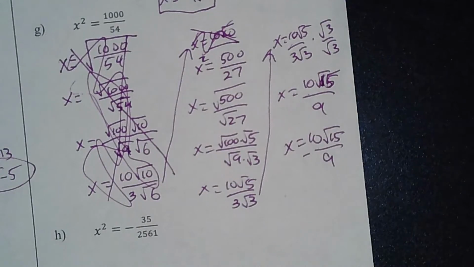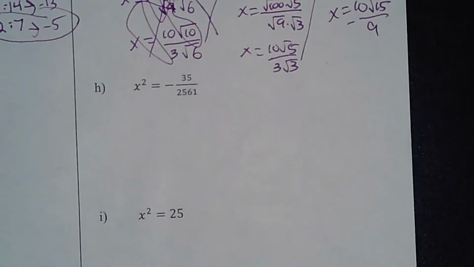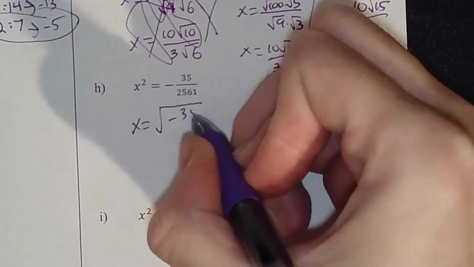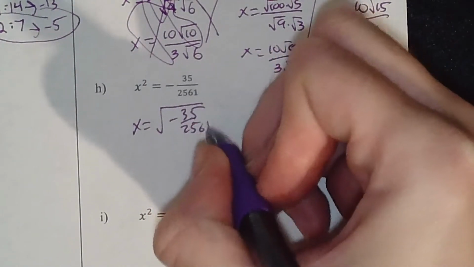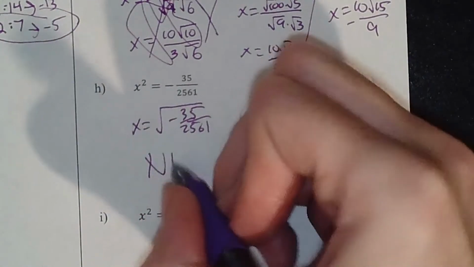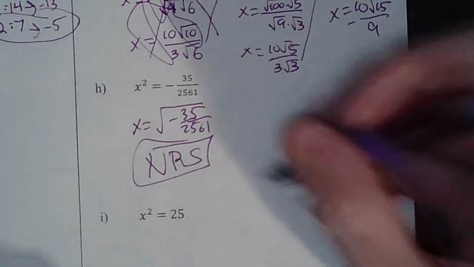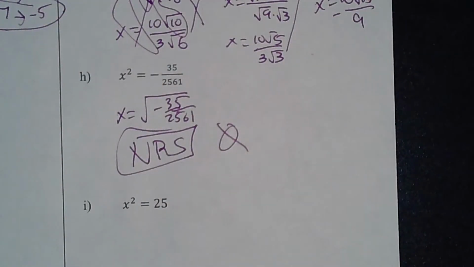Oof. Okay, so letter H is super duper simple because you're immediately going to do x is the square root of negative 3525661 and then go no real solution. Does not happen. You can't have it. You could also do a little circle with a slash through it. Can't have square roots of negative numbers. So just don't think, oh man, I have a fraction craziness. Look at that negative sign and be, we're done.